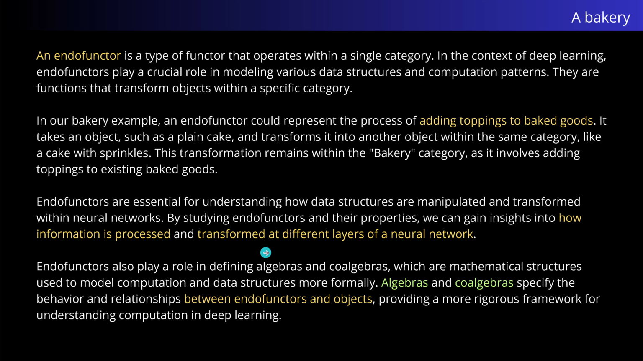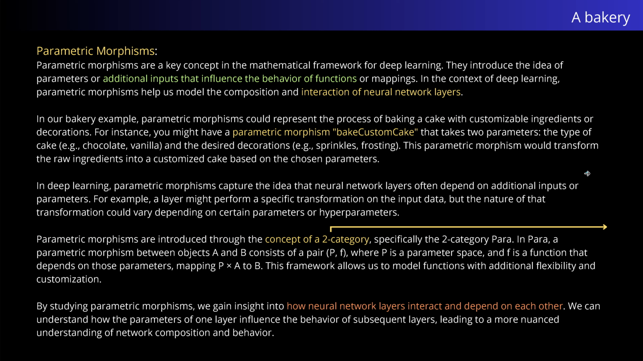Endofunctors also play a role in defining here the algebras and the coalgebras, which are simply mathematical structures used to model the computation and the data structures in a real formal way. So our algebras and coalgebras specify the behavior and the relationship between our endofunctors and the objects. And this is here what provides us here a better understanding of the computation in deep learning.